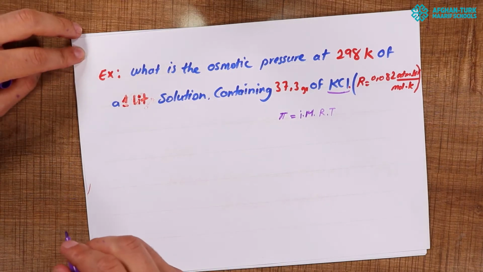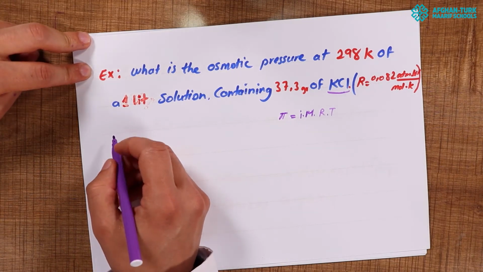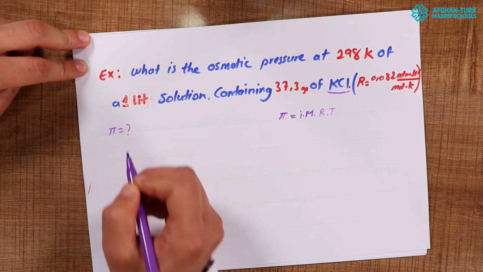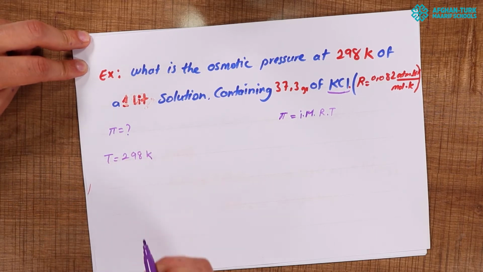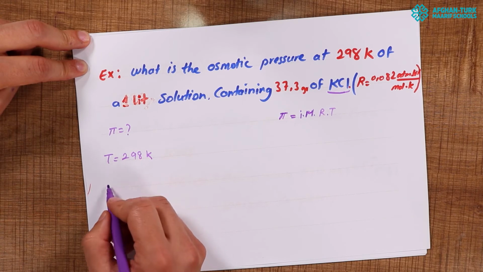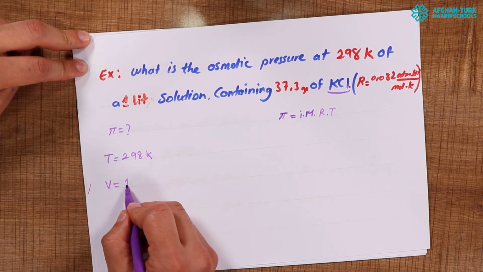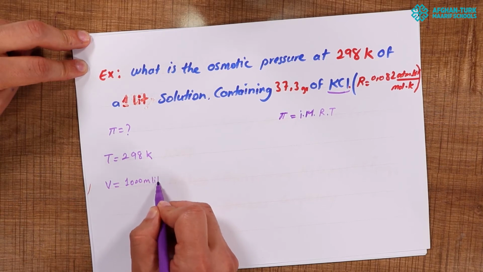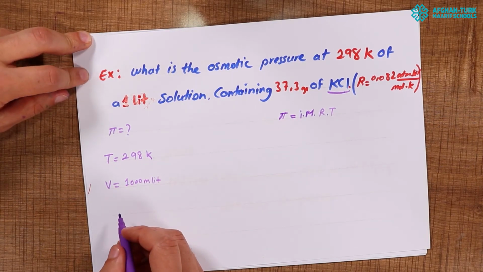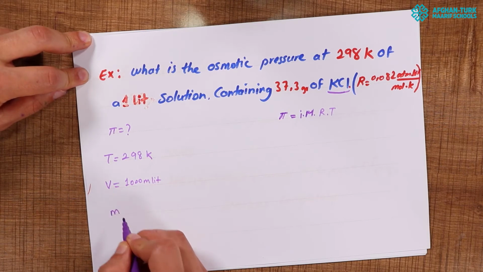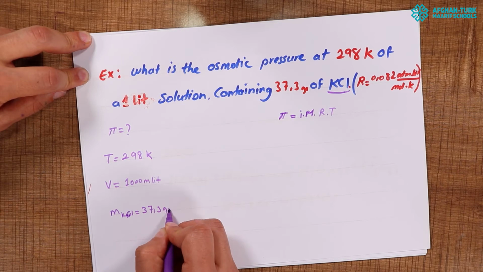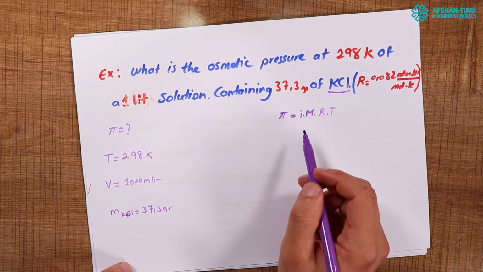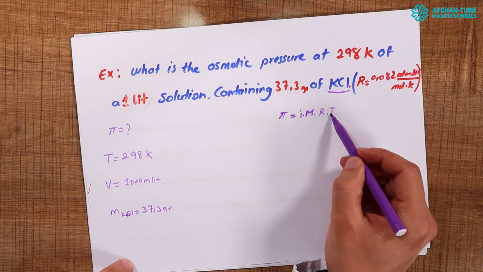Okay, I'm going to categorize my question. The question asks: what is the osmotic pressure? Also, we have the temperature. It gives us 298 Kelvin at 1 liter of solution. Also, the volume is equal to 1 liter, which means 1000 milliliters, containing 37.3 grams. The mass of potassium chloride is 37.3 grams. As you see, we have the value of R, the value of T.